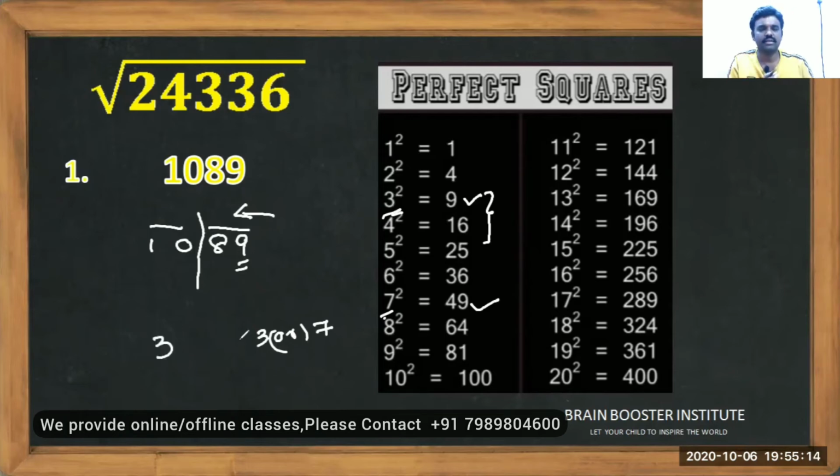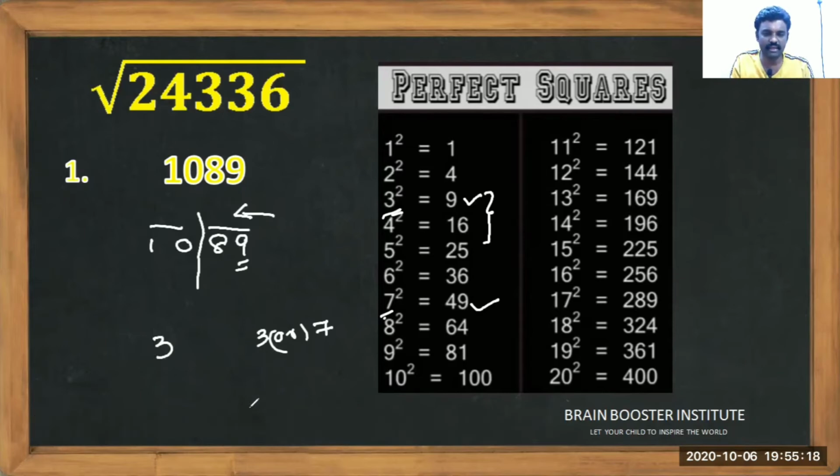So the square root of 1089 may be 33 or 37. Maybe. But which one is correct? I already told you it is the most important thing here. So let us multiply this 3 with its successive number. What is the successive number of 3? It is 4. Now 3 times 4 is equal to 12.